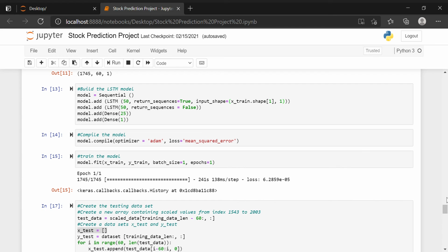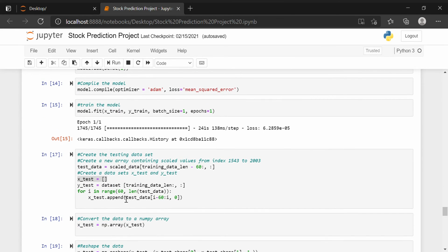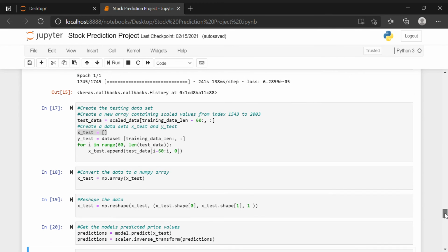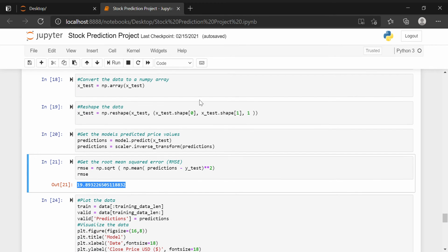So I did the same exact thing I did for the training data set. I put the remaining 20% for testing. I created the testing data set, created an array, and scaled the values, so we could predict using the LSTM model. So we convert the data to a NumPy array, reshaped it, and here is where we do the actual predictions.